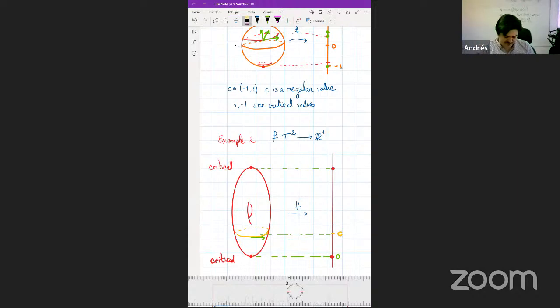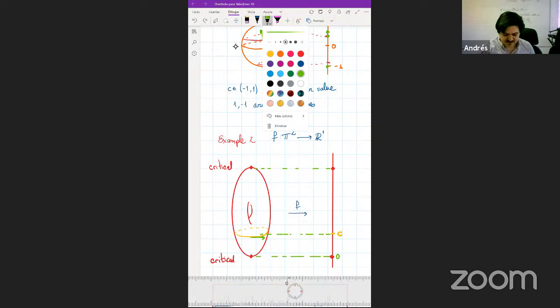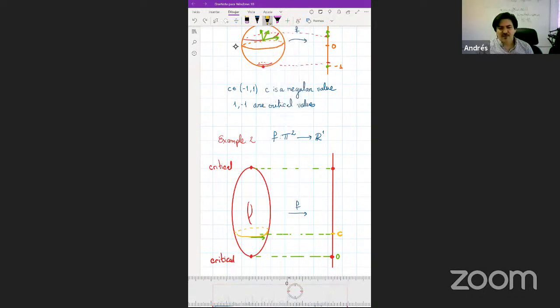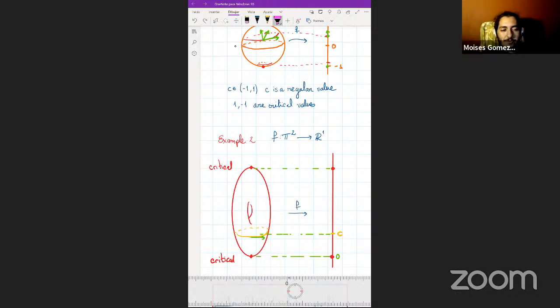Now, what can you tell me? Think of different values of C. When do you get something different than an ellipse? If you start moving C up and down, when do you get something distinct than a circle or an ellipse? Somewhere around the hole of the torus.